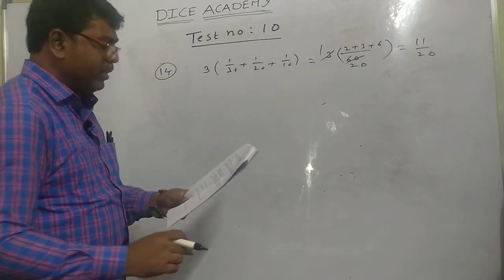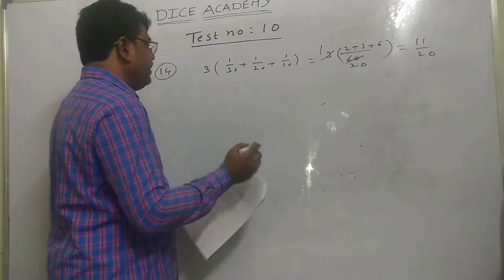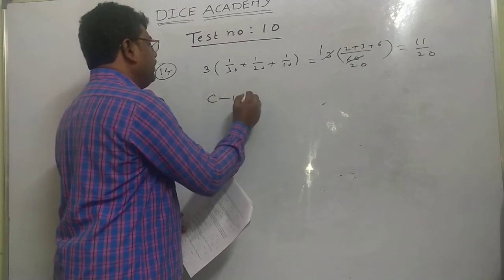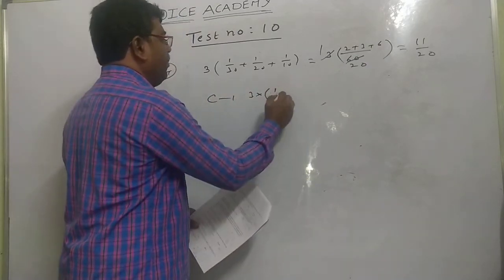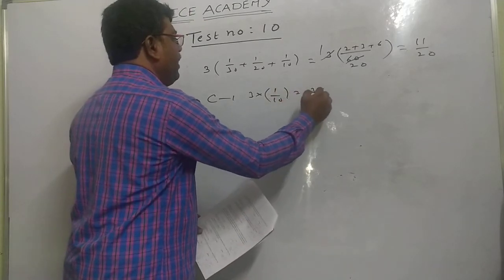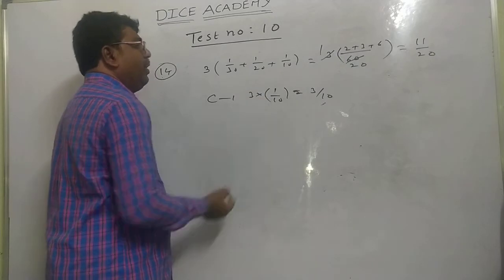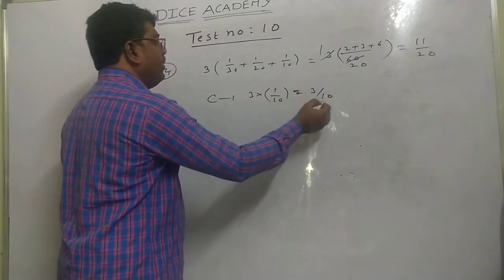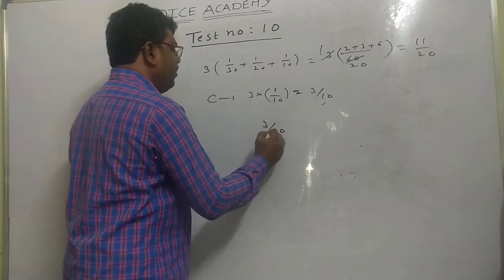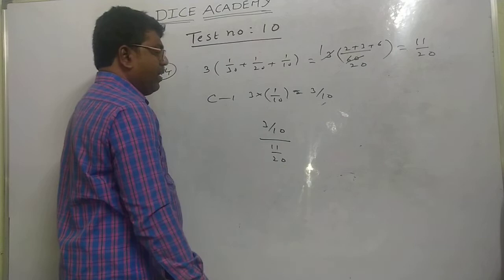So the 3 pipes' 3 minutes work is 11 by 20, and we have to find only the R pipe. R means the C pipe. The C pipe's 3 minutes work is 3 into 1 minute work of C, which is 1 by 10. This is 3 by 10, the R solution. Now the proportion is this R part, 3 by 10, divided by the total, 11 by 20.